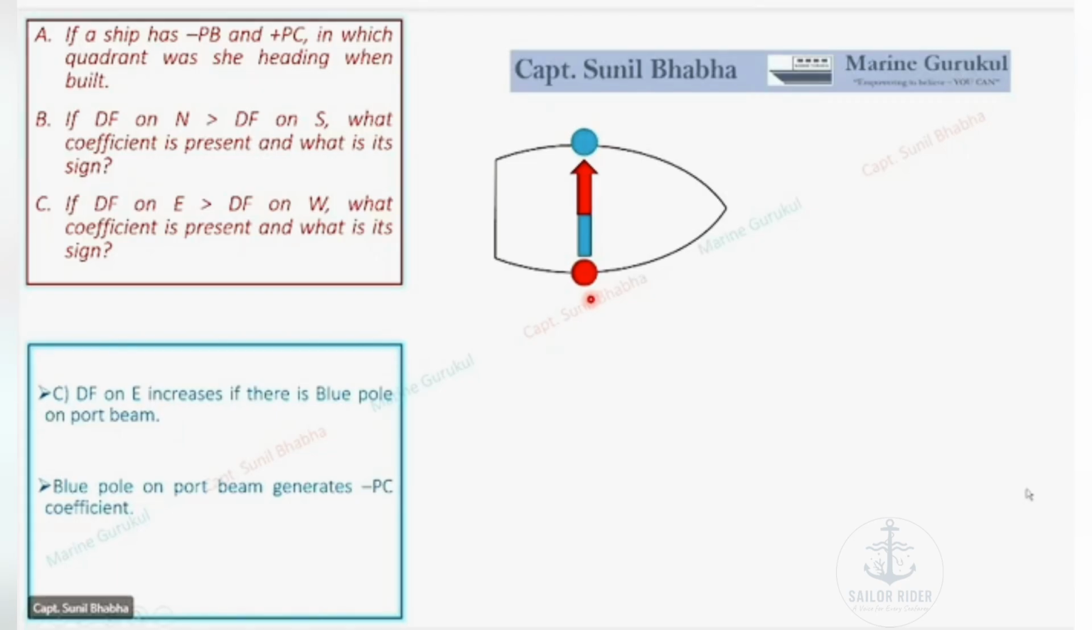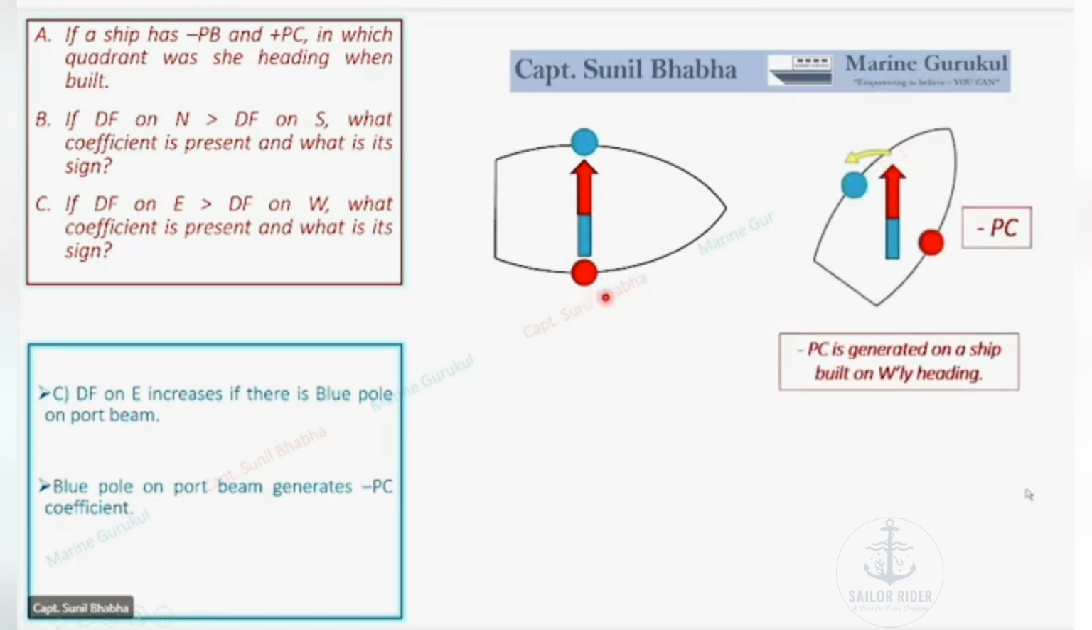So for this, we take the ship on a heading between north and northeast. You can see the same ship here heading somewhere between north and northeast. It has a red starboard beam and a blue port beam. And you can clearly see the blue port beam is attracting the red end or the north end of the compass needle towards it, generating a westerly deviation. So westerly deviation means it has a negative sign. So this coefficient is negative PC.